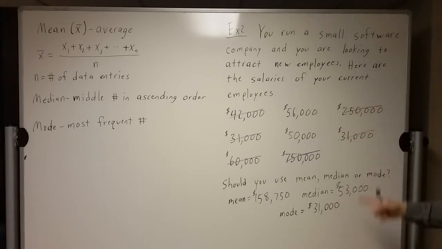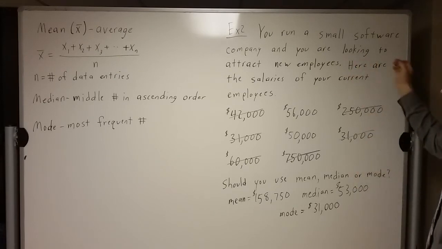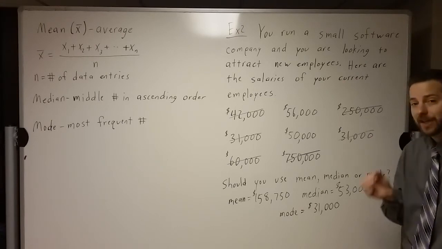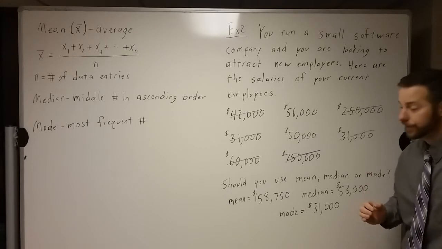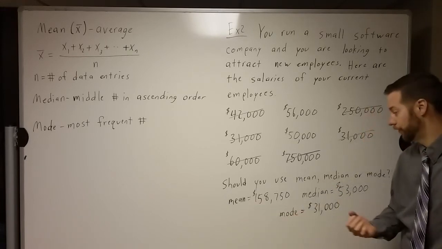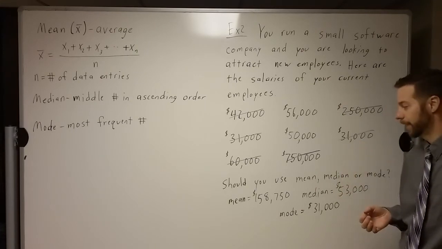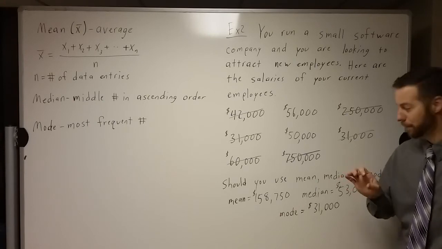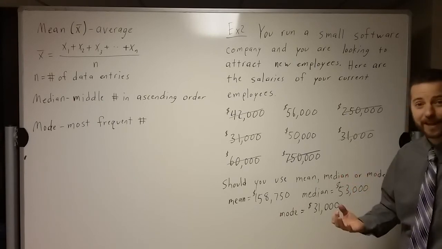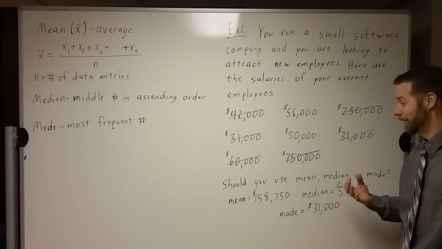All right, so let's think about where you stand on this. You're trying to get employees to come work for your company, so you want to make it seem like the salary is as good as you can possibly make it seem. So you could say the average salary is $158,000 at your company, and you are telling the absolute truth. Now, is that really representative of what the typical person at your company makes? Not really.